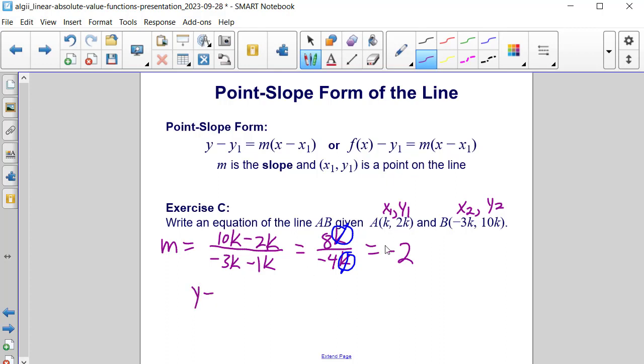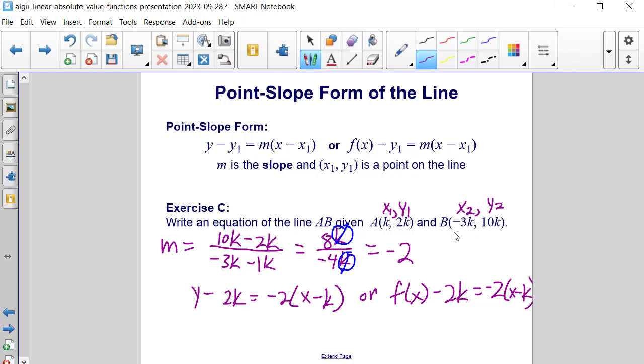So we have y minus, we can use this y1, which is 2k, is equal to our slope, negative 2, times the quantity x minus our x1. The x1 that goes with the point, where 2k is the y-coordinate, is just k. If we were to write this in function notation, it would be f of x minus 2k is equal to negative 2 times the quantity x minus k.